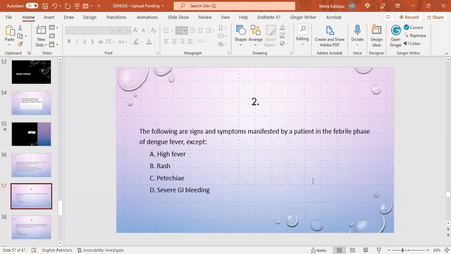MCQ number 2. The following signs and symptoms are manifested by a patient in the febrile phase of dengue fever except: high fever, rash, petechiae, severe GI bleeding. D. Yes, D is the right option.